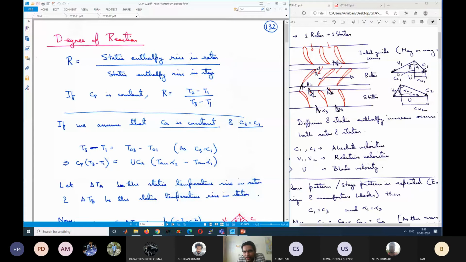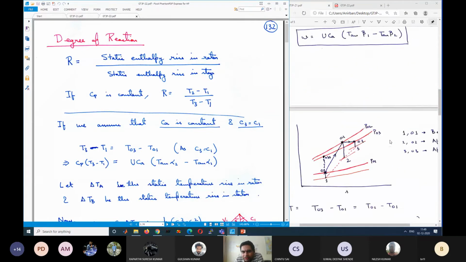I will keep these diagrams open here only, although it looks small. If you have a laptop it should be visible; on mobile it will be difficult to see. This degree of reaction gives us an idea about how much diffusion is occurring in the rotor as compared to the entire stage. For the entire stage some diffusion is occurring. What do we mean by diffusion?